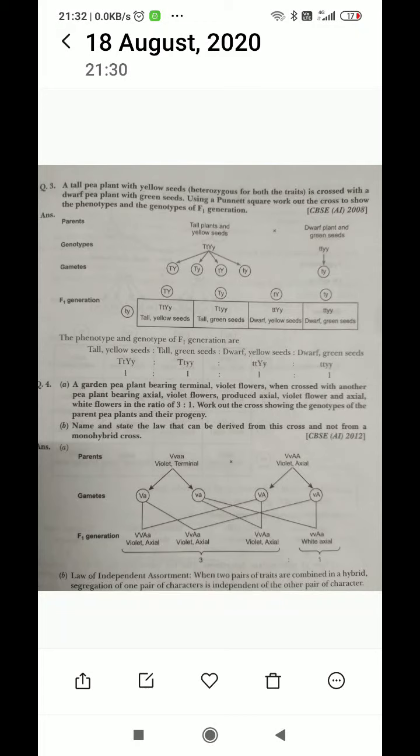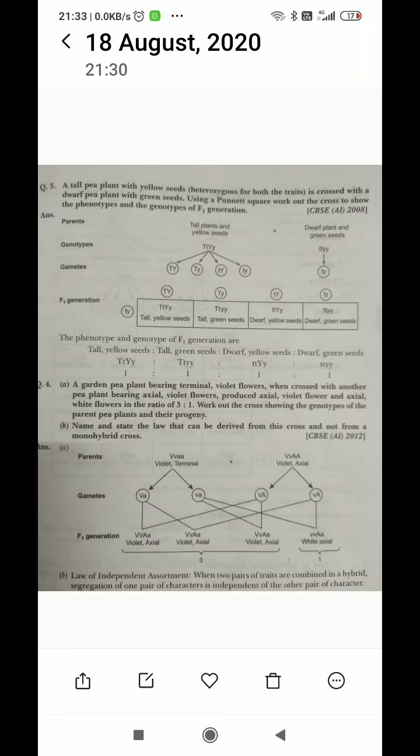Let's see again. A tall pea plant with yellow seeds, heterozygous for both the traits. So we have to see tall plants and yellow seeds. But heterozygous for both the traits, so it will be capital T, small t, capital Y and small y. Because they have given the condition, it should be heterozygous. Because the dominant character will show its presence, so it is tall and yellow, but it is heterozygous. So capital T, small t, capital Y and small y.